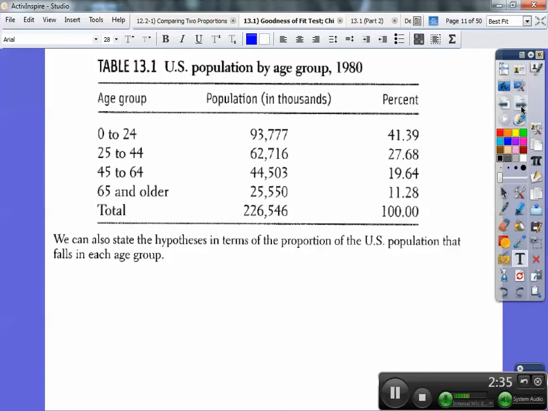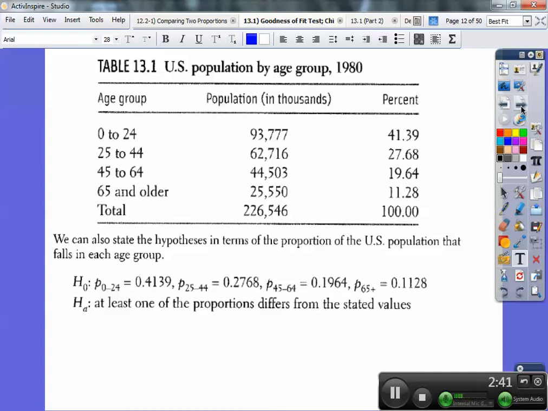Okay, so we can also state the hypotheses in terms of the proportion of the U.S. population that falls into each age category. So this means there's no change. The population in 1996 is going to have the same percentages, 41.39, and then for the next age group 27.68, and so on. They're all the same. There are no changes. And so the alternative is at least one of them is different from the stated values.